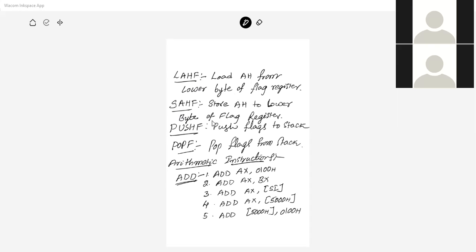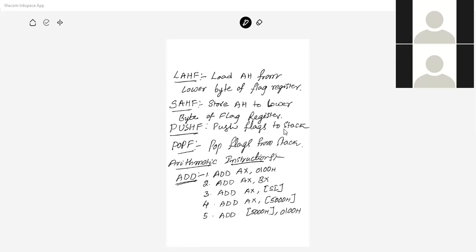SAHF is just the reverse. The AH value will be stored in the lower byte of the flag register. Store AH to the lower byte of the flag register. So these two are either copying or writing, a read operation and a write operation, a load operation and a store operation, in between AH and the lower byte of the flag register.